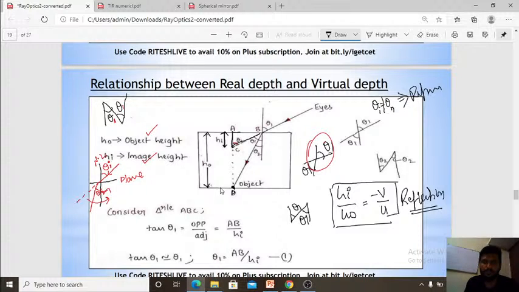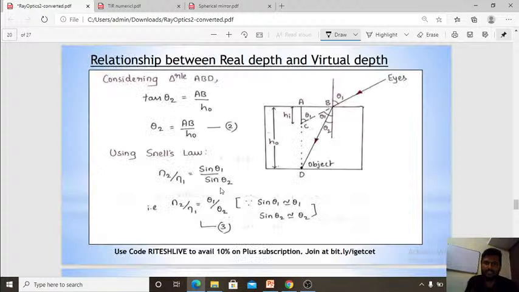Taking this triangle, tan theta 1 is opposite over adjacent. What is the opposite? AB, right? Opposite over adjacent, and the adjacent is AC. So I have written AB over AC. AC is nothing but hi. Okay, I got an equation. Simple. So tan theta I can write as theta 1, because the angle of incidence is very small. Angles in ray optics are very small. Similarly, I go through the second triangle.